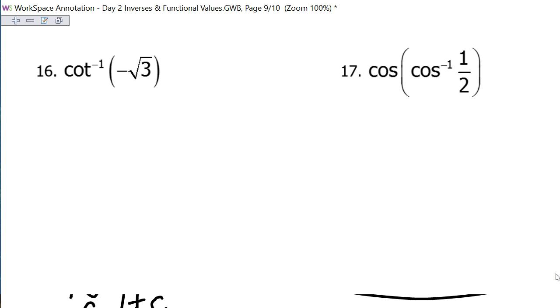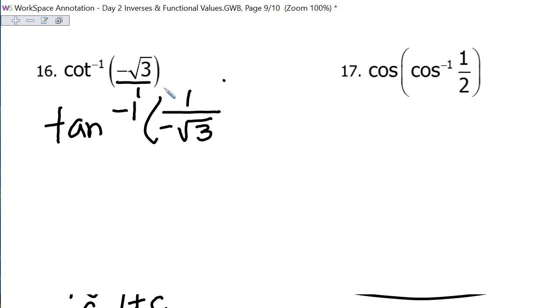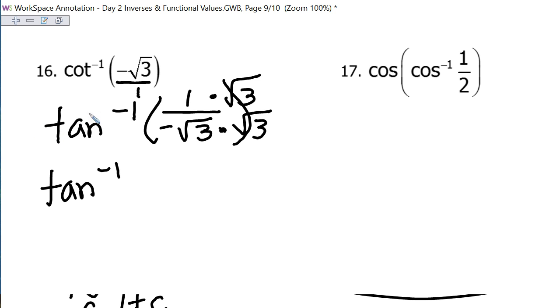Next one, we have inverse cotangent of negative square root of 3. I'm going to change this to tangent. So arctangent, if this is negative square root of 3, I'm going to put it over 1. So this would be 1 over negative square root of 3. I'm going to rationalize that, multiply numerator and denominator by square root of 3. So arctangent of square root of 3 over negative 3.